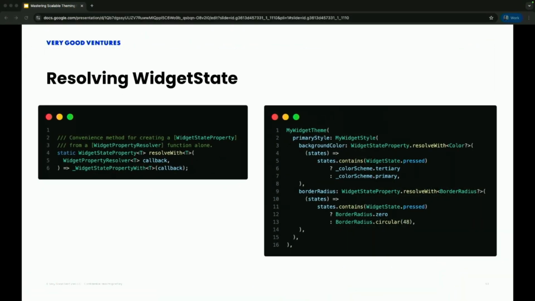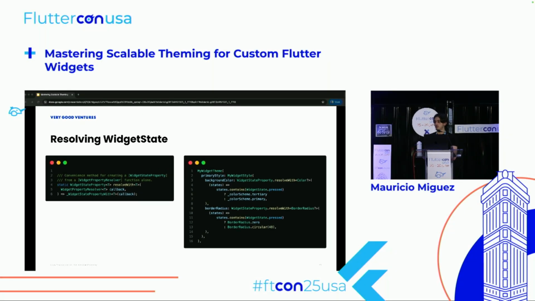And then we need to tell our style class how it is going to actually resolve our style values depending on our state. For that, we use a function called resolveWith that allows us to define a function which receives a set of states, and then we need to return a value. In this particular case, you see here, I check whether it contains WidgetState.pressed, which is what we saw in the example. We want to change the style based on the pressed state. So we return different colors and different border radius based on that.